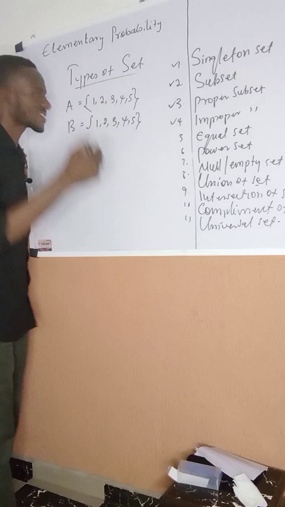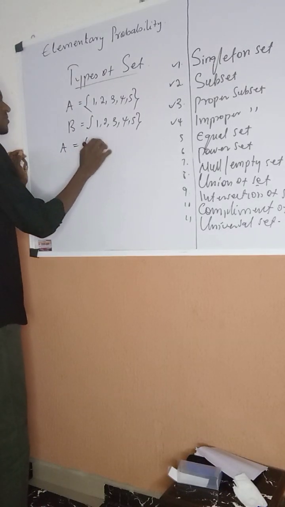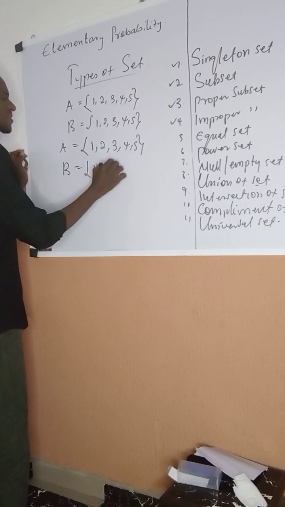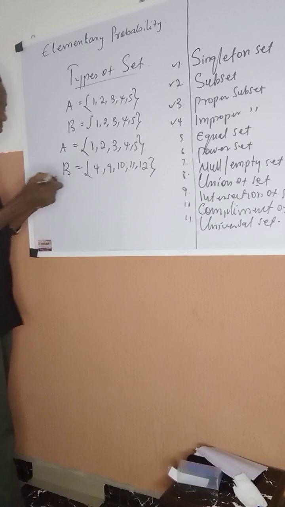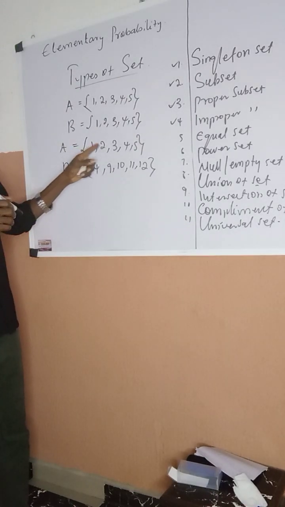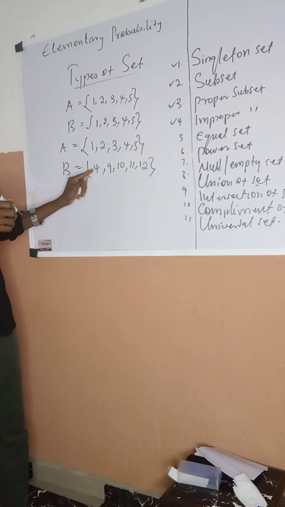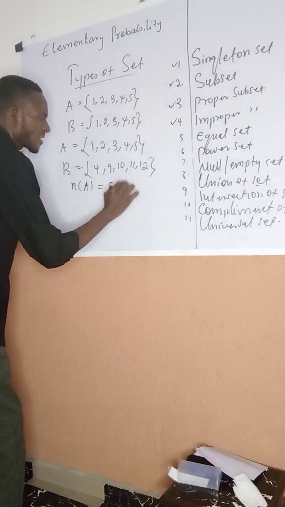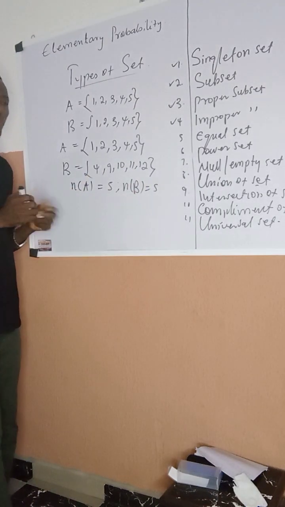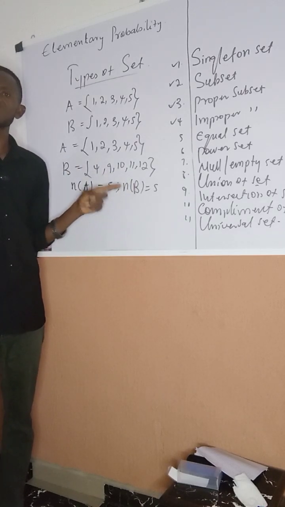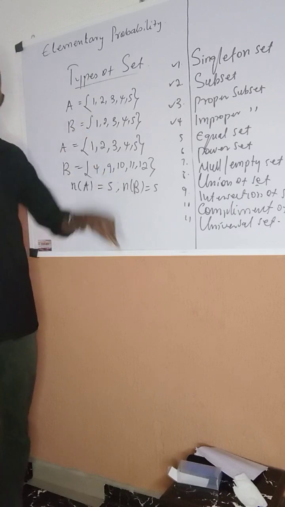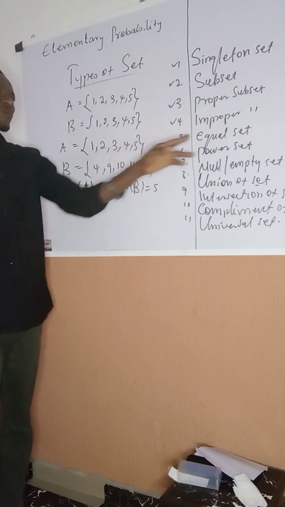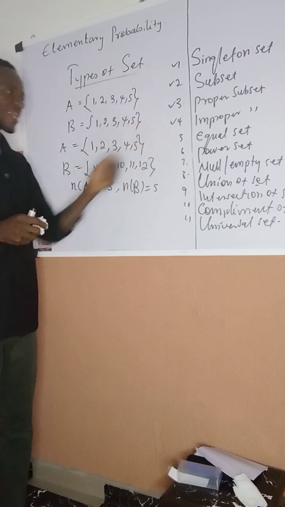However, when we talk about equivalent sets, we can have that my A equals 1, 2, 3, 4, 5. And I have a set B, which is 4, 9, 10, 11, and 12. We count. How many members are contained in A? 1, 2, 3, 4, 5. How many members are contained in B? 1, 2, 3, 4, 5. Therefore, n of A equals 5 and n of B equals 5. So when the cardinalities of two sets are equal, we call such sets equivalent sets. But they can only be equal if the cardinalities are equal and the individual members inside the sets are also the same. That is what we call equal sets. So there is a difference between equal set and equivalent set.